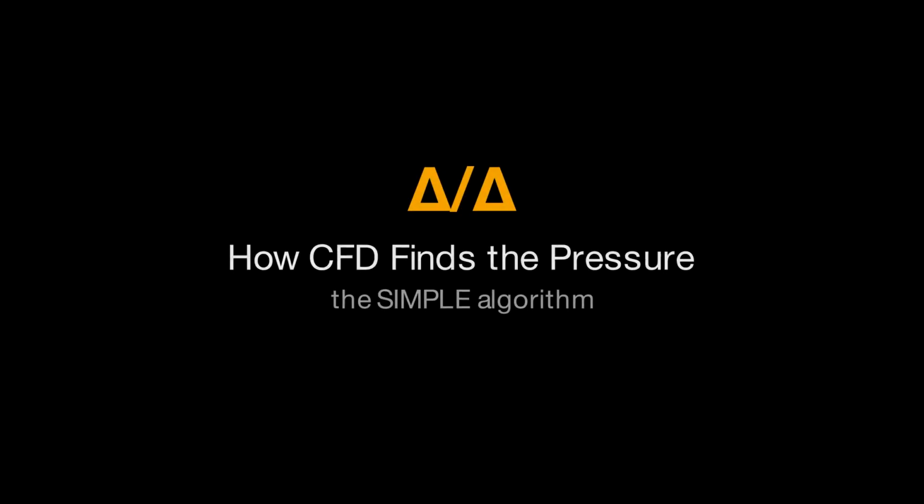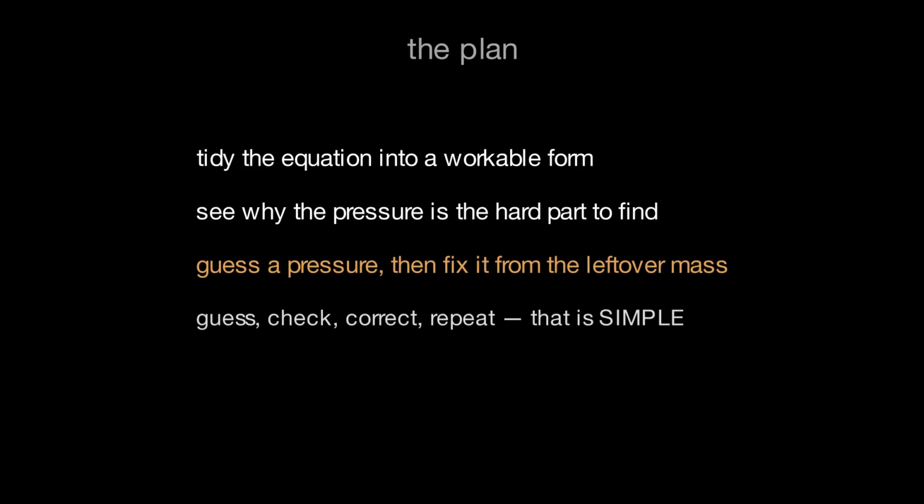How a solver finds the pressure using the SIMPLE algorithm. Here's the plan. First, we tidy the equation. Then we see why the pressure is the hard part to find. Then we guess a pressure and fix it from the leftover mass. Guess, check, correct, repeat. That loop is called SIMPLE.